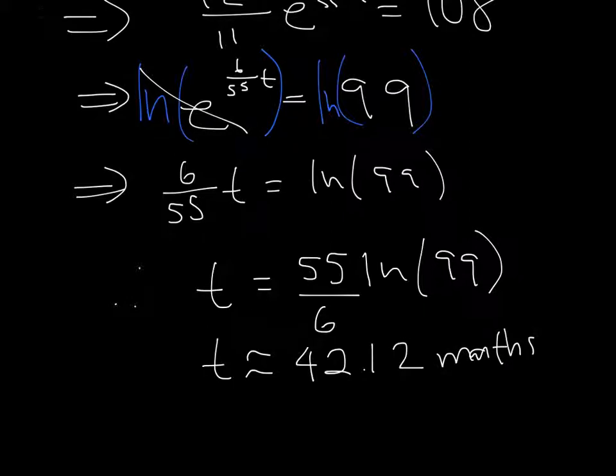So when do we get to 10% of our threshold population? It's going to be 42.12 months.